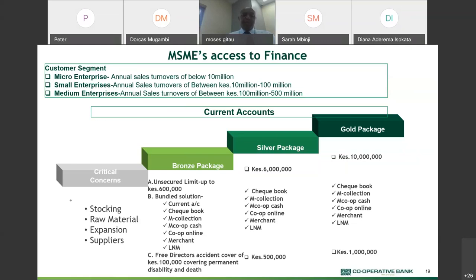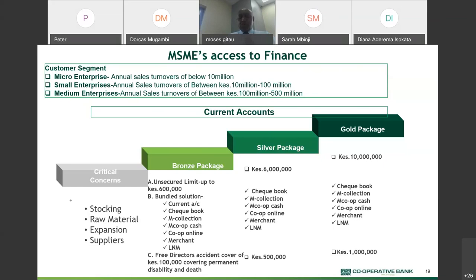So it's facilitated with those payment and collection solutions just to help you, number one, aggregate all your payments, aggregate all the collections that you are making from your business into your account. But the differentiator now is the unsecured limit of 6 million and 10 million, as I alluded to earlier. The other thing is that all these three packages have an insurance, free director's insurance cover.